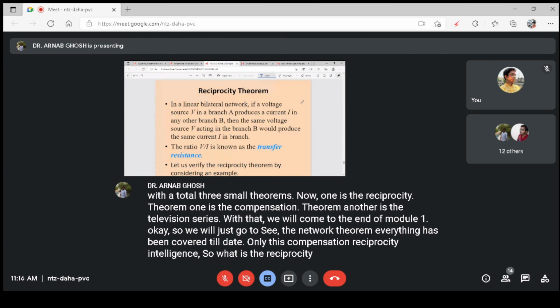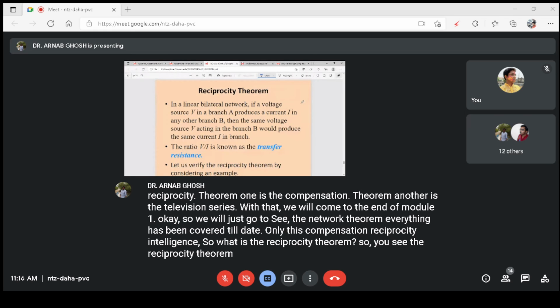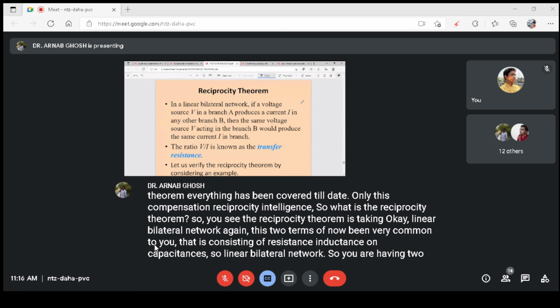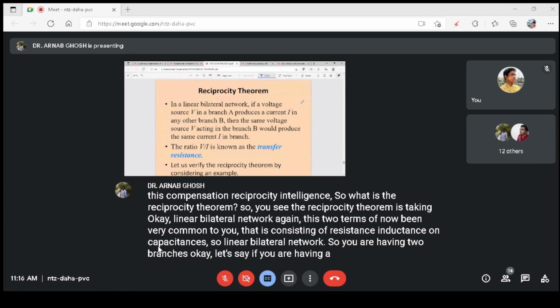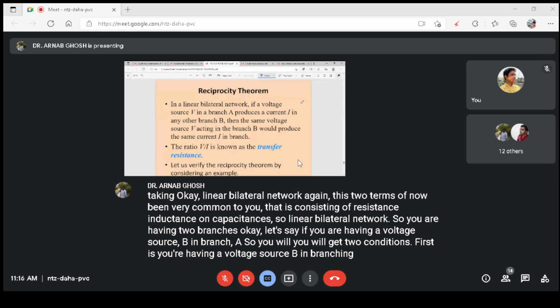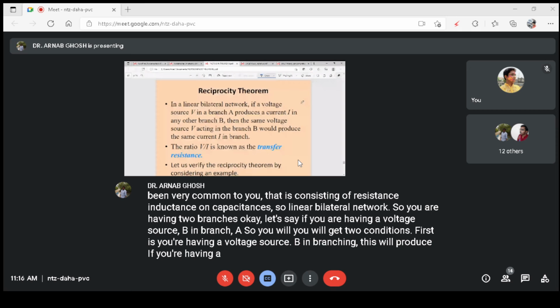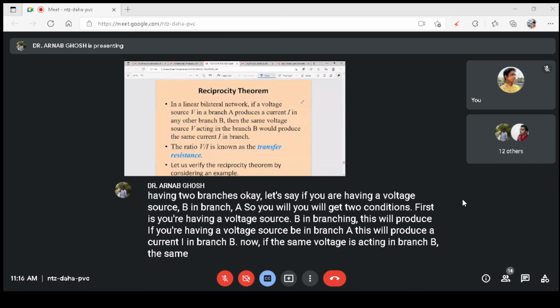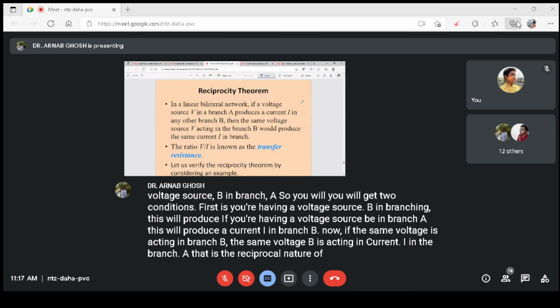So what is the reciprocity theorem? It states that in a linear bilateral network, again these two terms, consisting of resistance, inductance, or capacitances, you are having two branches, A and B. If you are having a voltage source E in branch A, it will produce a current I in branch B. Now, if the same voltage E is acting in branch B, it will produce the same current I in branch A. That is the reciprocal nature of voltage and current.